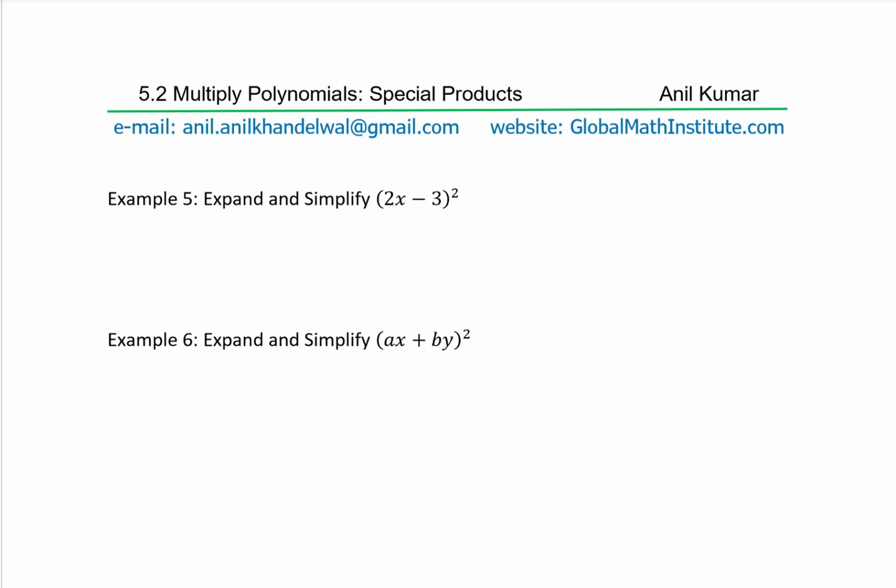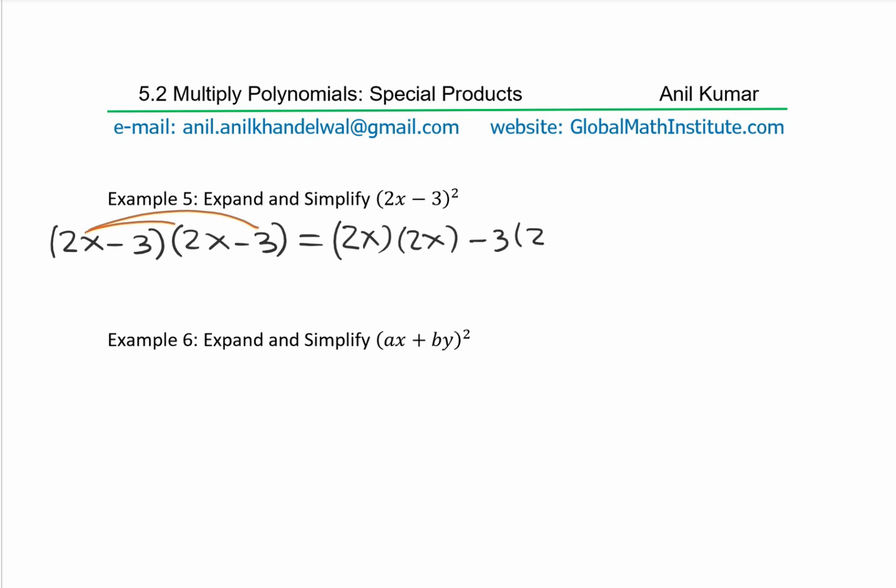So let us start by writing the binomial 2x minus 3 multiplied with itself because it is a square, and now expand using distributive properties. First, we'll multiply with 2x. What do we get? We get 2x times 2x. So let me write here 2x times 2x, which is (2x) whole squared. And then we get negative 3 times 2x. You could write them in either order, right?